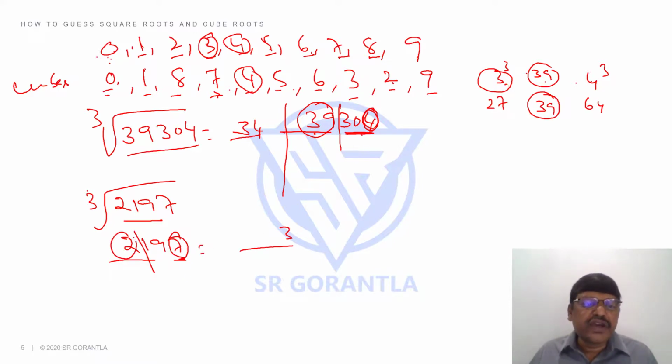Students, I have 2 here. 2 is between which two perfect cubes? 1 cube is 1, 2 cube is 8. It is between them, which means my tens place is 1. So 13 cube is my answer. 13 is my answer. Is it right or wrong?